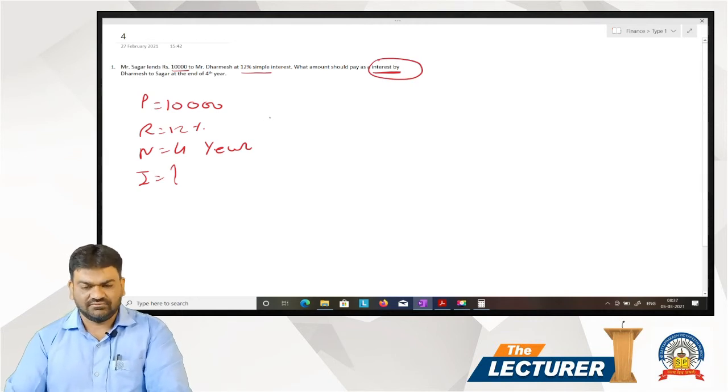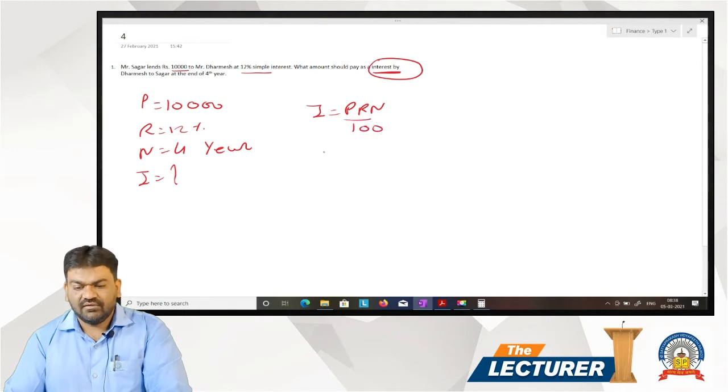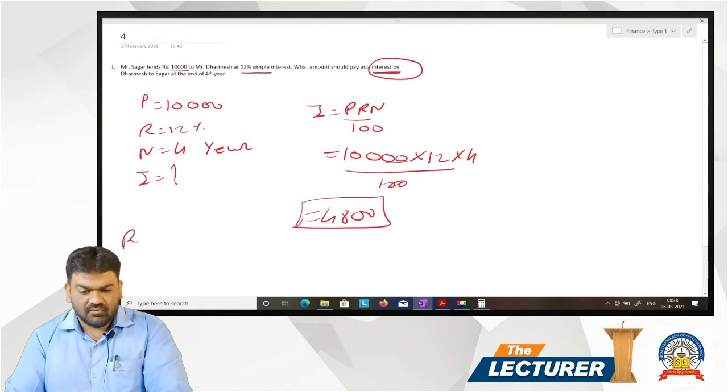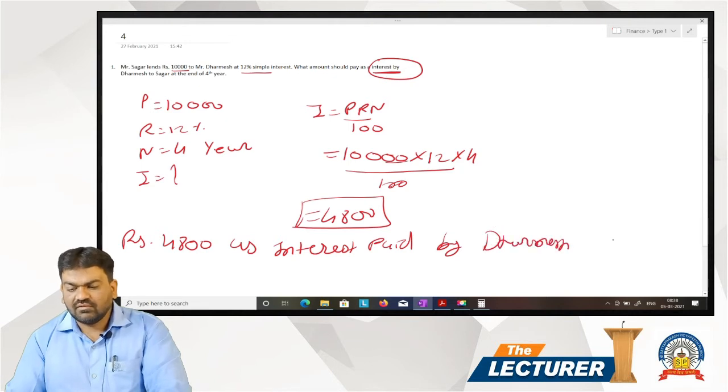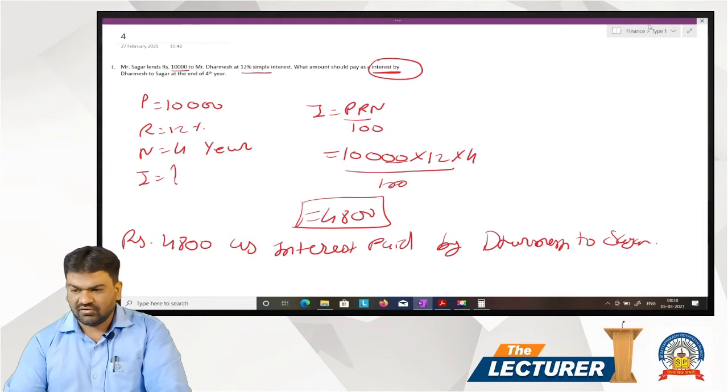So I is equal to PRN upon 100, 10,000 multiplied by 12 multiplied by 4 divided by 100, 4,800. Rupees 4,800 as a interest paid by Dharmesh to Sagar. This is your answer.